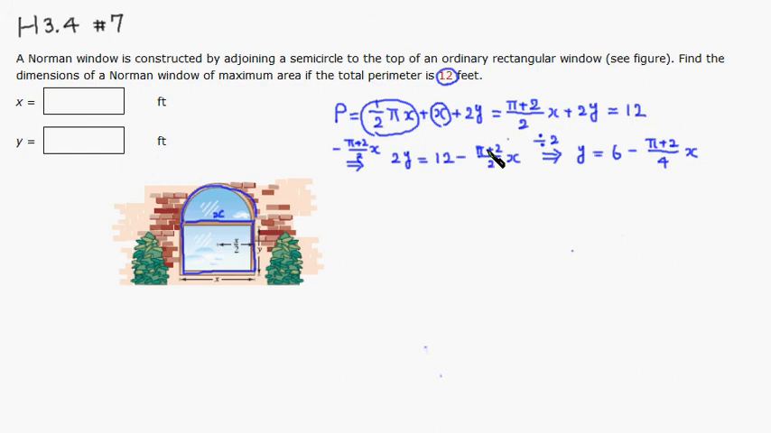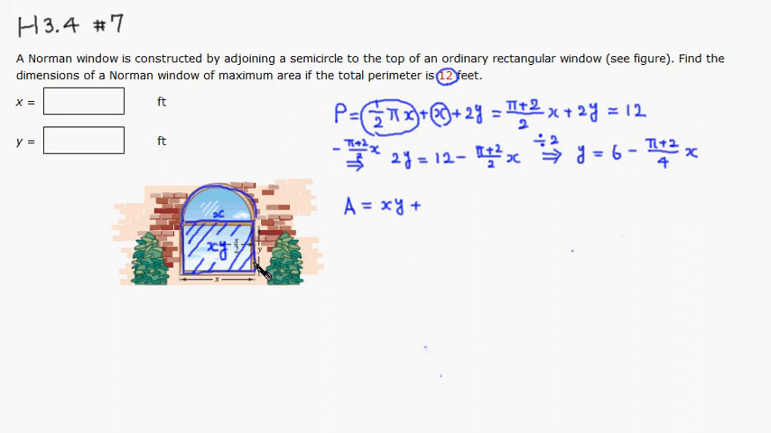All right, then we want to find the area. So the area can be expressed as, this bottom rectangular part is x by y, so the area is xy. That will cover this rectangular part.